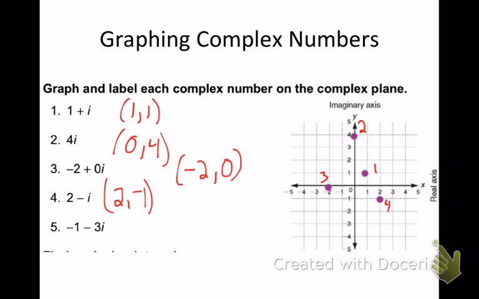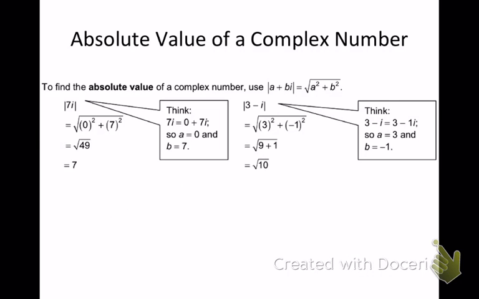And 5, negative 1 minus 3i, what'd that be similar to? Negative 1, negative 3, which is left 1, down 3, right there. Perfect. Nice job. All right, can you see how we can graph these on the complex number plane? Not bad. Next, now we're going to do the absolute values.